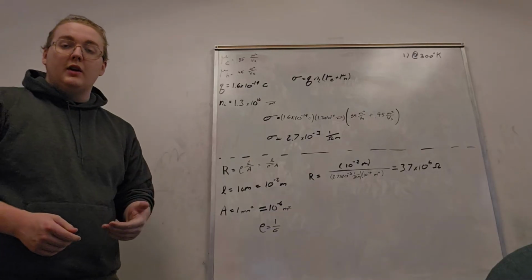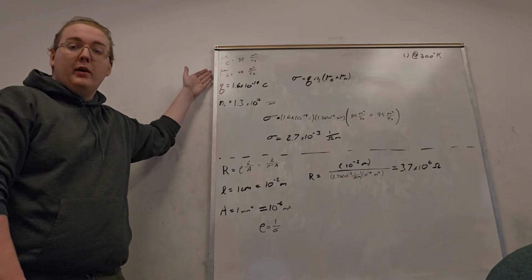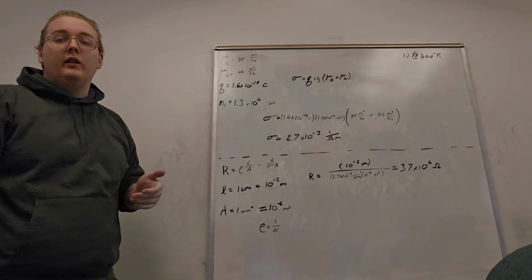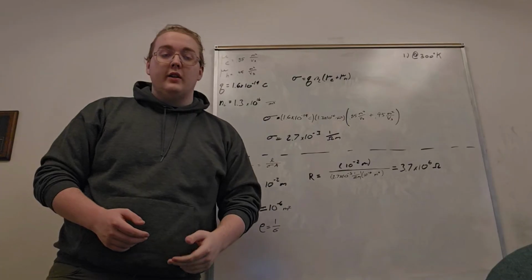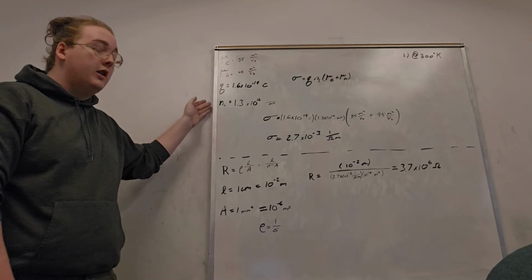First, for our mobilities for the semiconductor silicon, we have 0.85 meters squared per volt second and 0.45 meters squared per volt second for the mobility of electrons and holes respectively. Our intrinsic concentration is going to be 1.3 times 10 to the 16 per meters cubed.